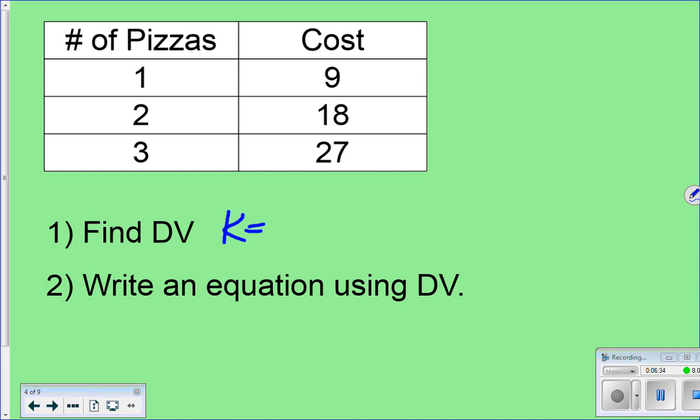So guess what? There's my constant already. So then I can write my equation, y equals 9x. So this would be my x's and this would be my y's.